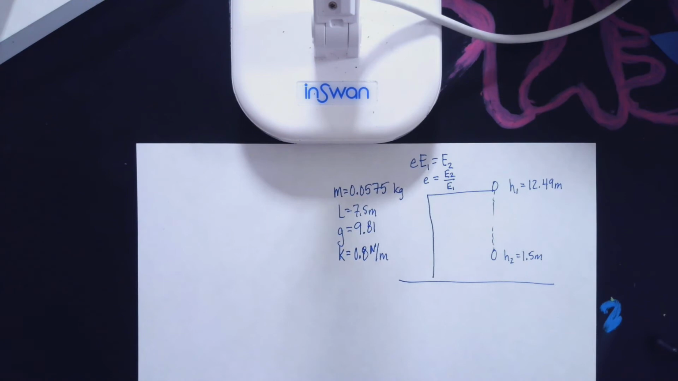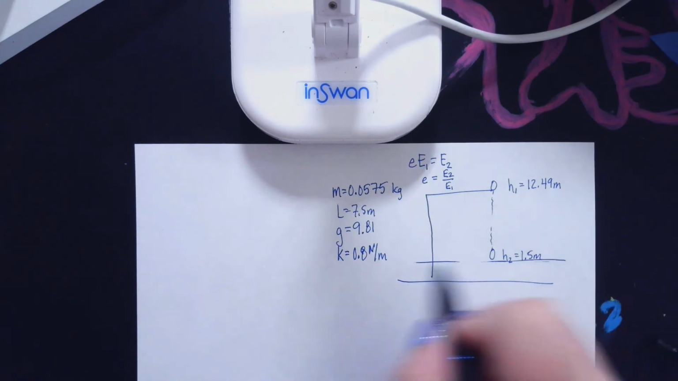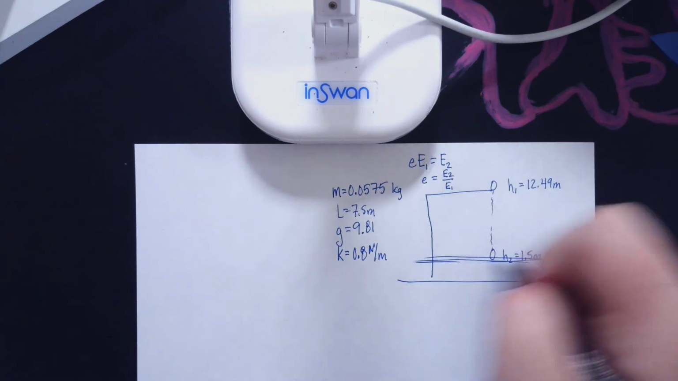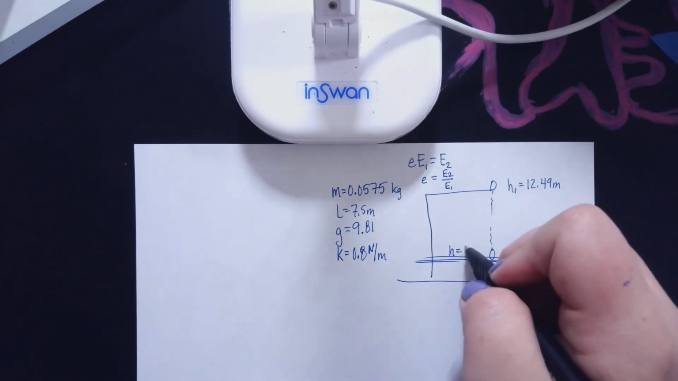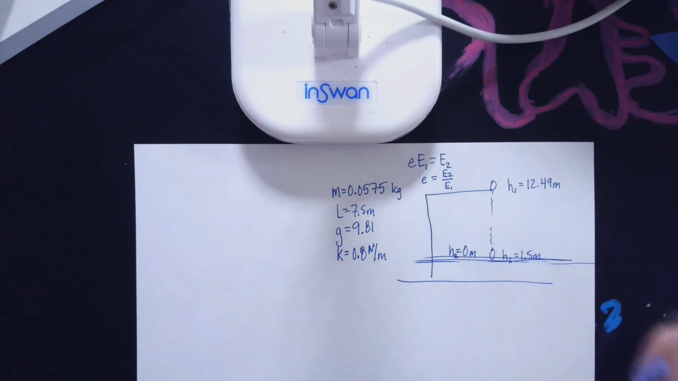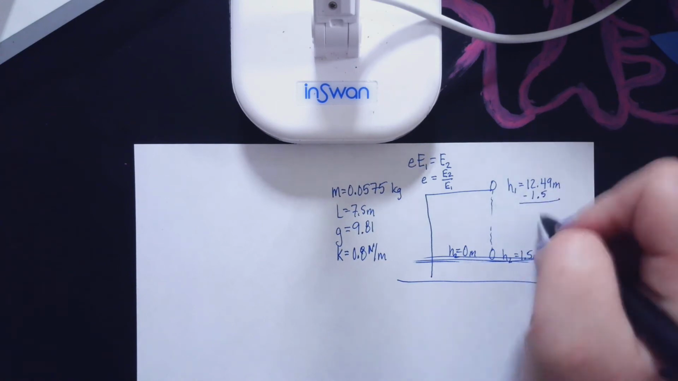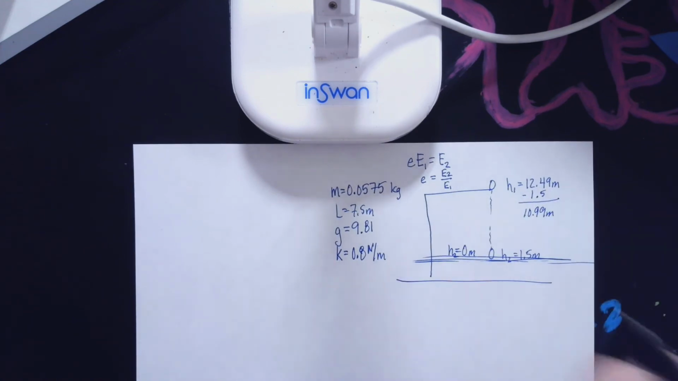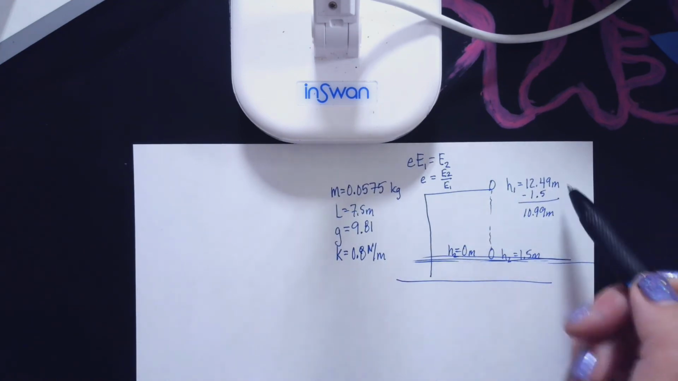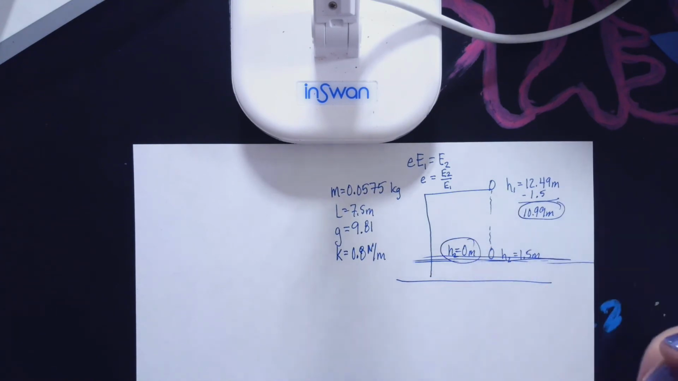Now, before we get started with this, there's a few things we have to do. The very first thing is that you have to set a reference height of 0 right at the bottom of where the egg is. So instead of H2 being 1.5, H2 is going to be 0, which means that we're going to subtract 1.5 from here to get our new H1, which will be 10.99 meters. So I'm not going to use 12.49, and I'm not going to use 1.5. I'm going to use 0 and 10.99.